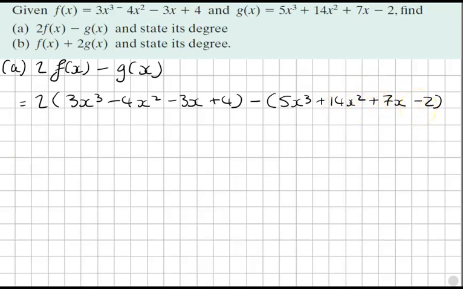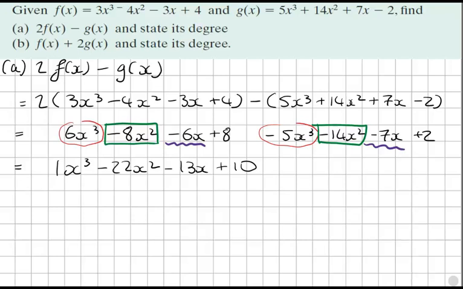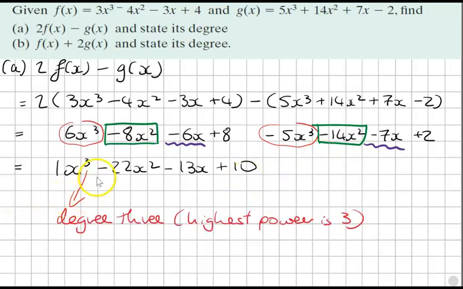Then we multiply out our brackets to get 6x cubed minus 8x squared minus 6x plus 8 minus 5x cubed minus 14x squared minus 7x plus 2. And then simplifying, 6x cubed minus 5x cubed is 1x cubed, or just x cubed. Minus 8x squared minus 14x squared is minus 22x squared. Minus 6x minus 7x is minus 13x. And 8 plus 2 is 10. So the degree is 3 because the highest power is 3.